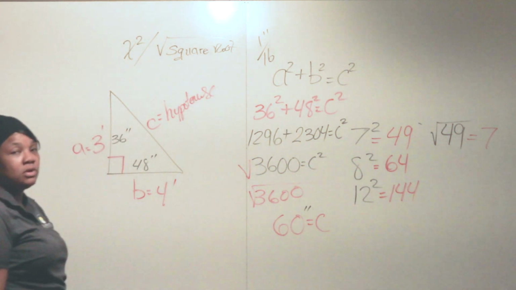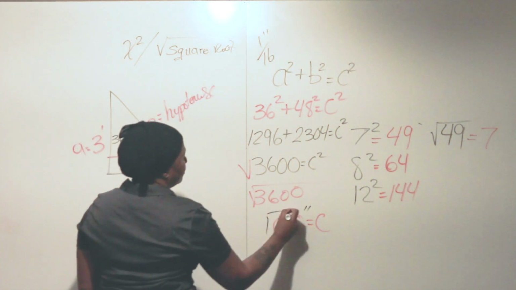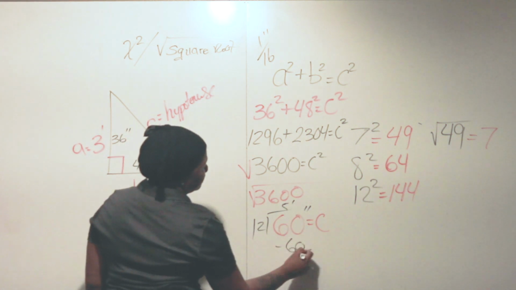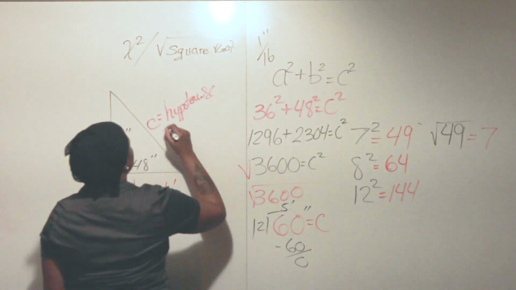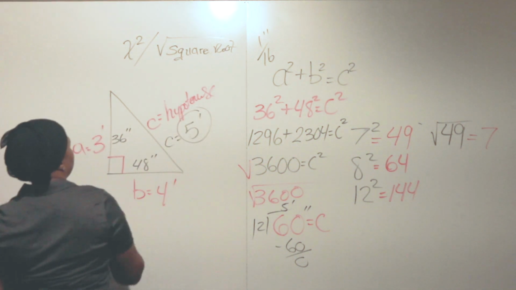So we have to take those inches and convert them to feet. I know that the answer is 5. So C equals 5 feet. 3, 4, 5.